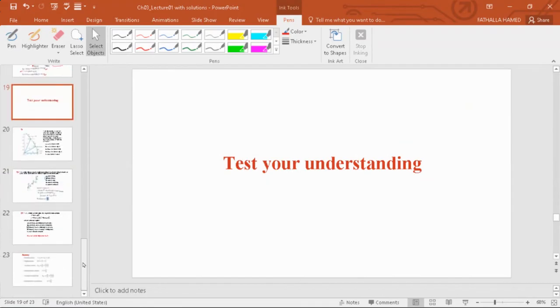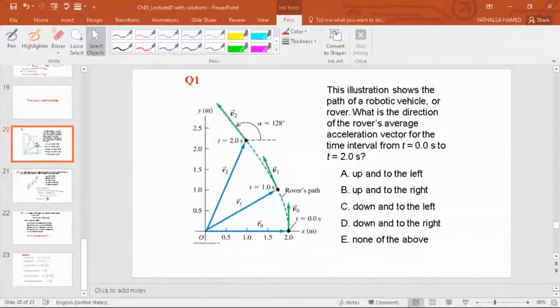We have 3 questions here to work on. And the first one here, they give you a figure. This illustration shows the path of a parabolic robotic vehicle or rover. What is the rover's average acceleration vector for the time interval 0 to 2?